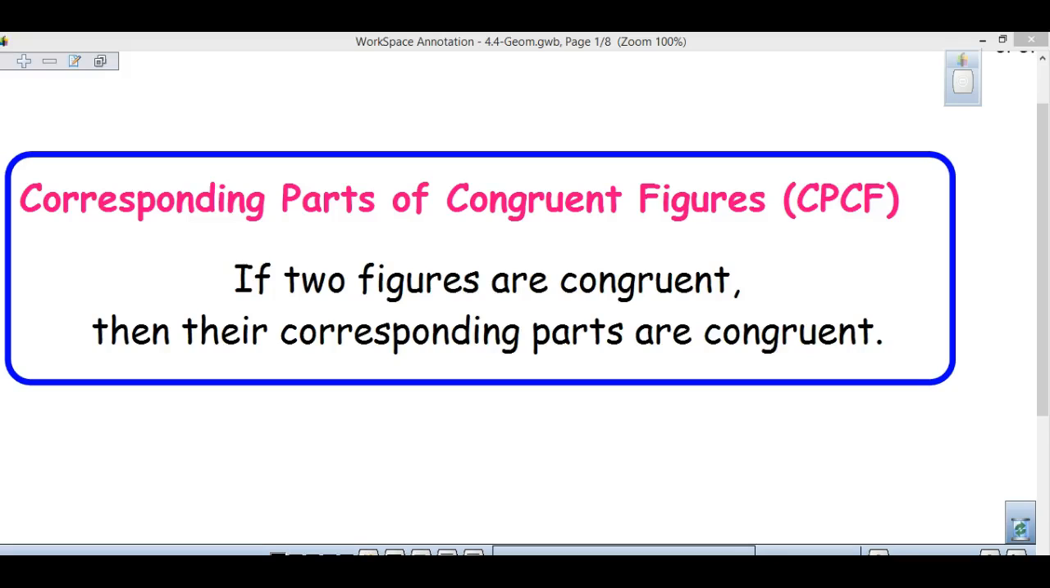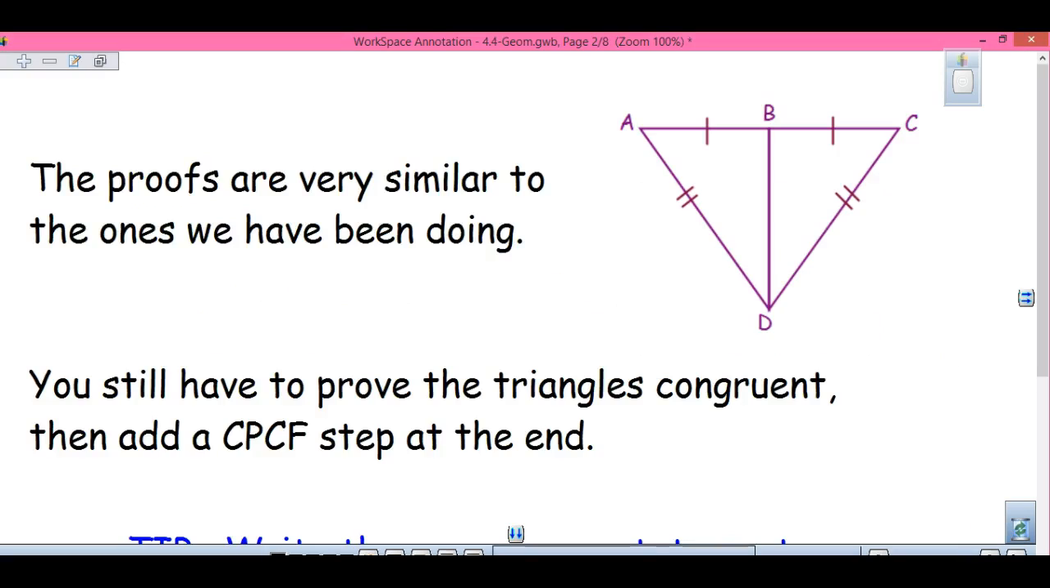All right. Corresponding parts of congruent figures are congruent. So add another C onto the end of that. Okay, and what it means is corresponding parts of congruent figures are congruent. If I've got two triangles that are congruent, it just means all their parts are congruent, right? So it shouldn't be a whole big deal here, okay?